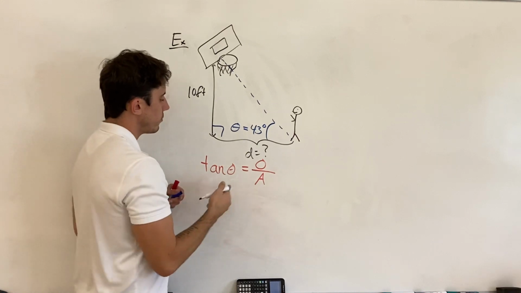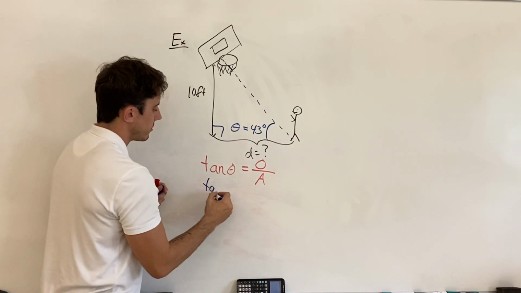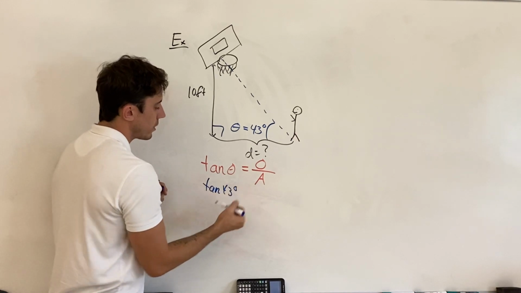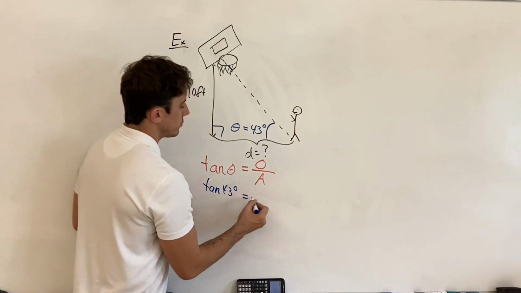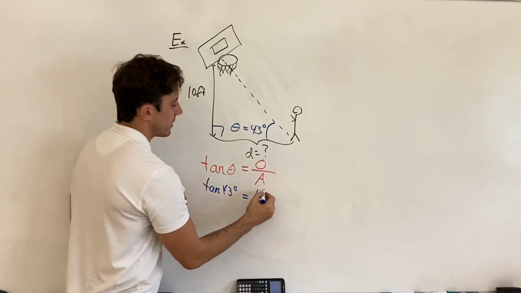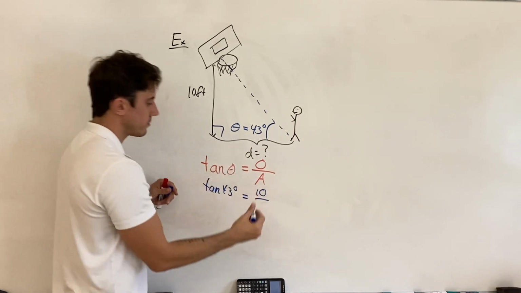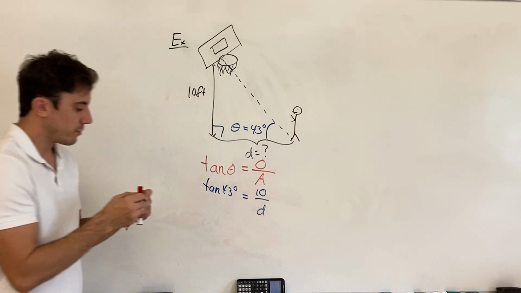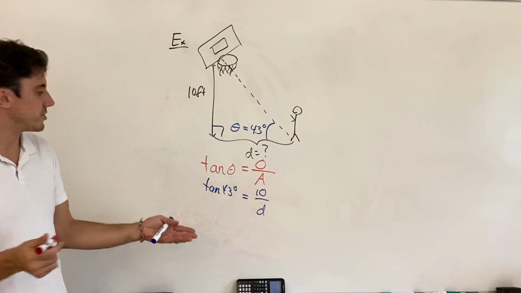So now we can go ahead and fill in some values. So tan of theta means tan of 43 degrees, which is simply some numerical value that you can compute on a calculator, is equal to the opposite side length, i.e. 10, over the adjacent side length, which we're calling D, the unknown. Okay? So now we can go ahead and solve for our variable D, for our unknown D, I should say.